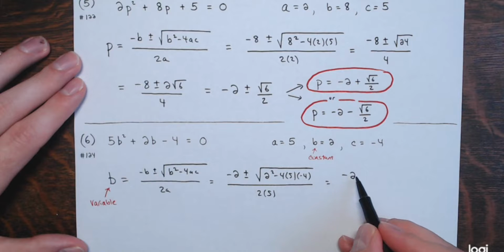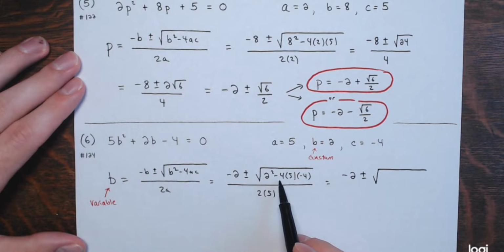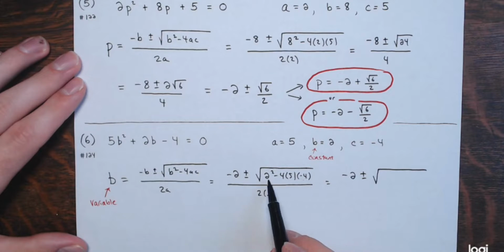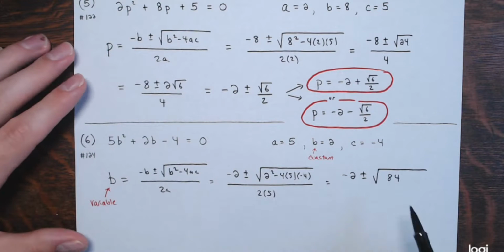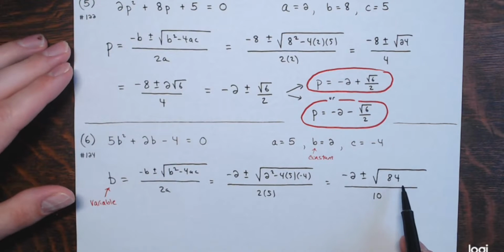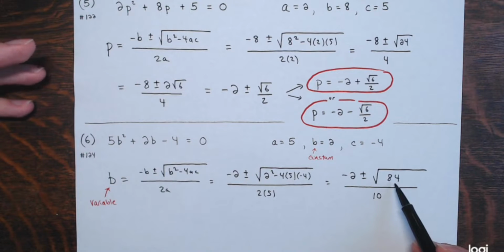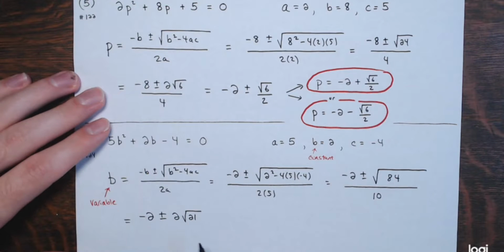So this would be negative 2 plus or minus the square root. Now this is 4, and then here we have a negative times a positive times a negative, so it's plus. That's 84. 4 plus 80, 20 times 4 is 80. 4 plus 80, that's the square root of 84. And then all this divided by 10. Now the square root of 84, 84 is 4 times 21. So we can break this up to negative 2 plus or minus 2 times the square root of 21. And then all that divided by 10.